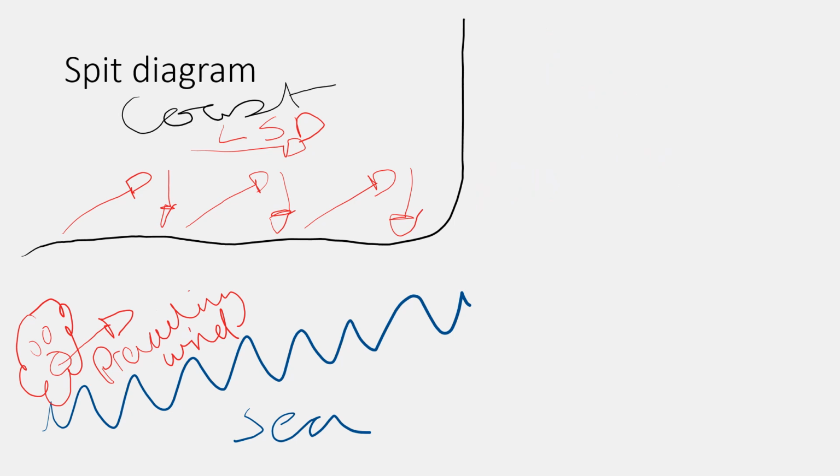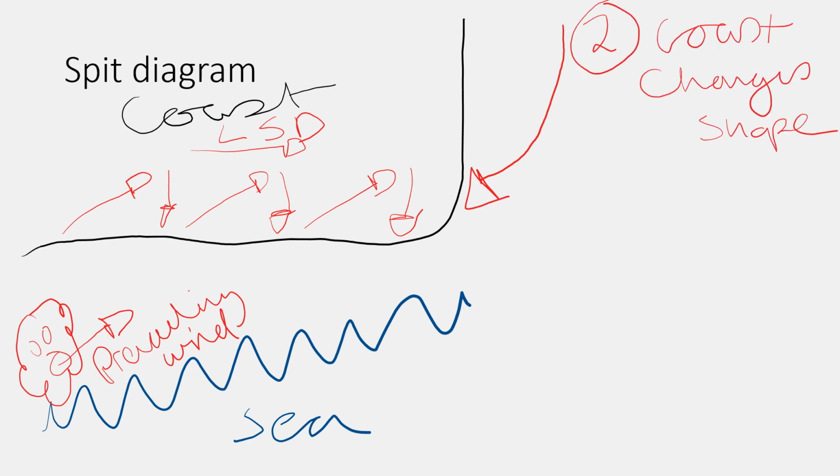So step 2 is crucial in this, and it is literally to draw an arrow to where the coastline changes shape. You cannot explain a spit formation without saying this. So the first part was the longshore drift moving sediment along the coastline due to the prevailing wind. Step 2, label on coastline changes shape.